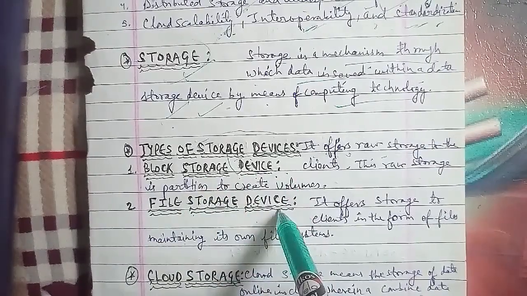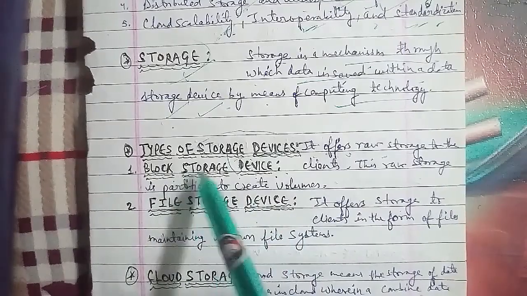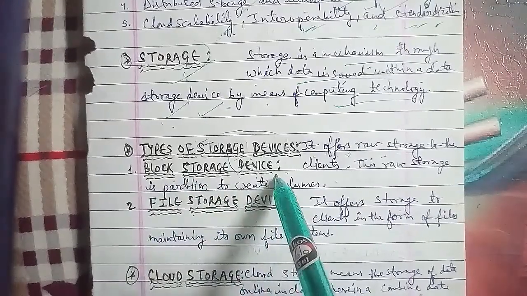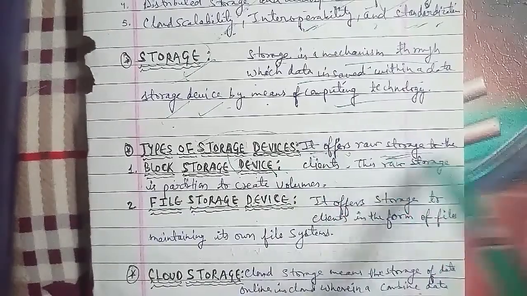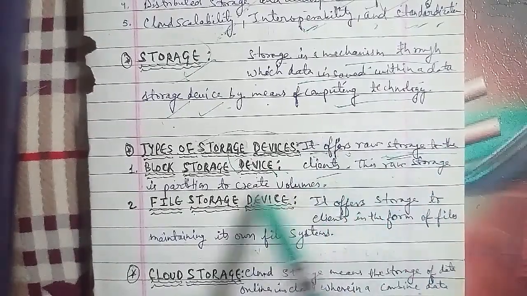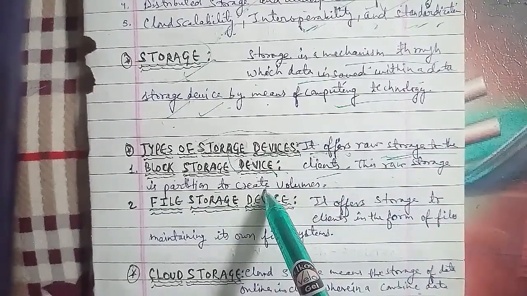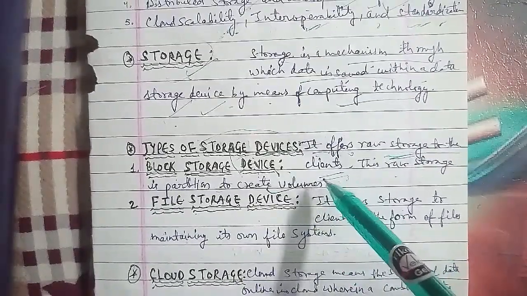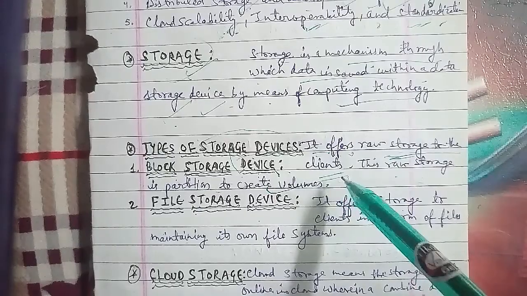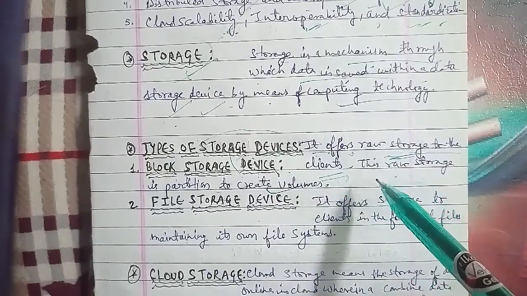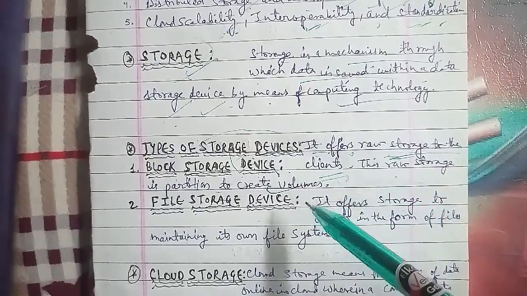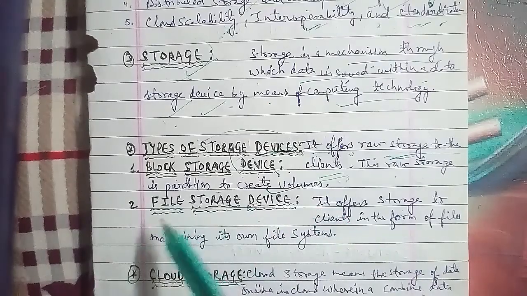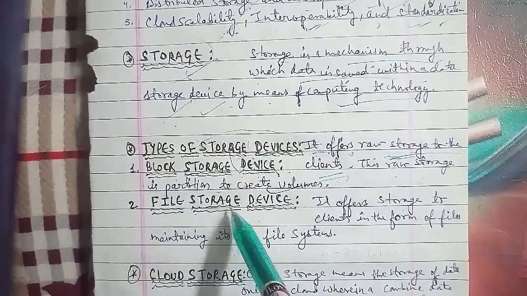This is all about storage and storage devices, the types of storage devices. But this is the cloud storage devices. Now, cloud storage means the storage of data online in the cloud, wherein the combined data is stored and accessible from the multiple distributed and correlated resources that comprise a cloud. Basically, the storage of the data is online in the cloud only. You can access that data online as well.